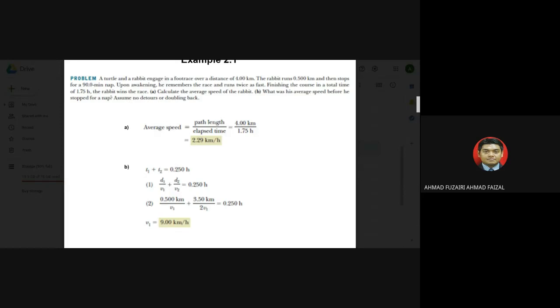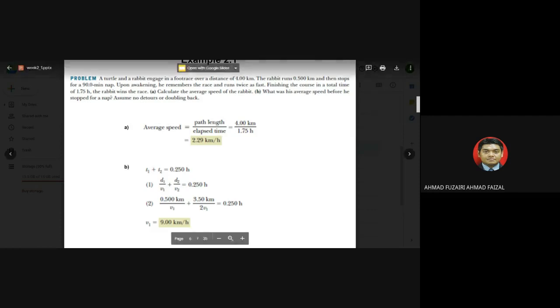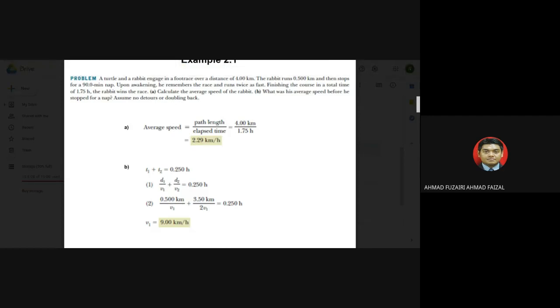Okay, to calculate the average speed, you can see the path length is 4 kilometers divided by the total time which the rabbit took in the race, so it's about 2.29 kilometers per hour. And of course you can always change kilometers per hour to meters per second. We already discussed it during our lessons here last week.